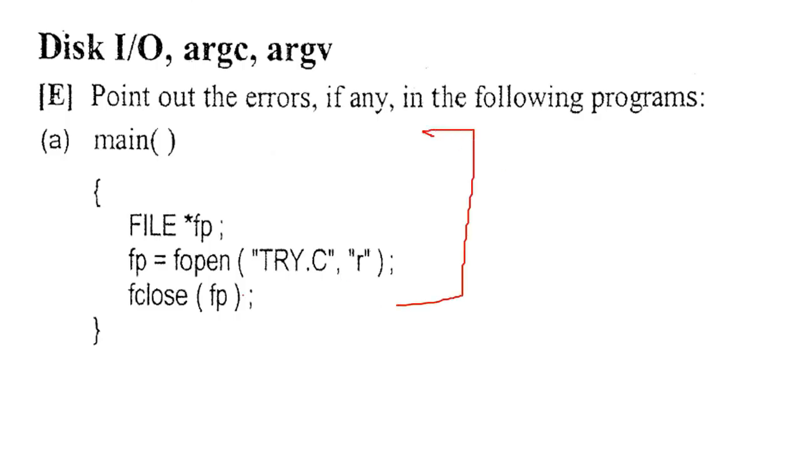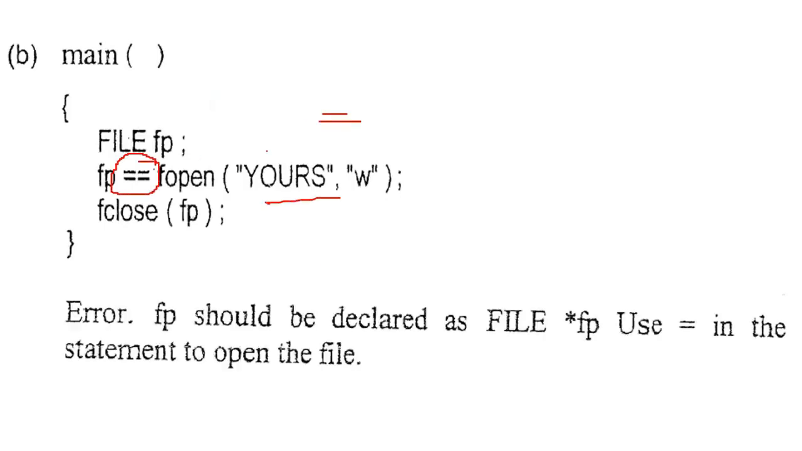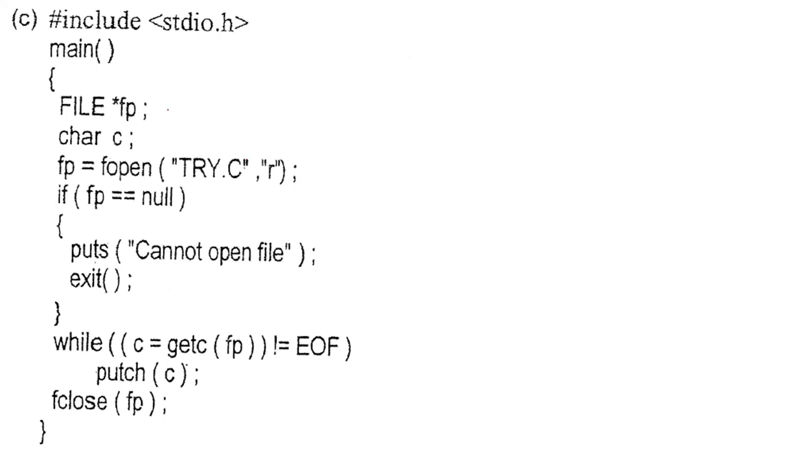It is perfectly fine. File pointer, fopen. The only thing is stdio.h has to be included. In this, what is the error? The double equal to sign is the error. It has to be single, and there has to be some extension here. And this is a code in which we just have to see here.